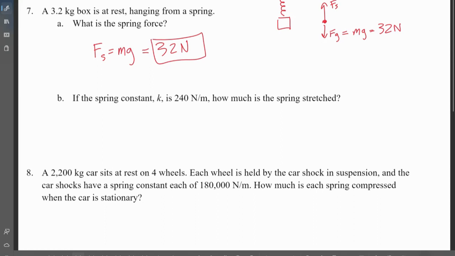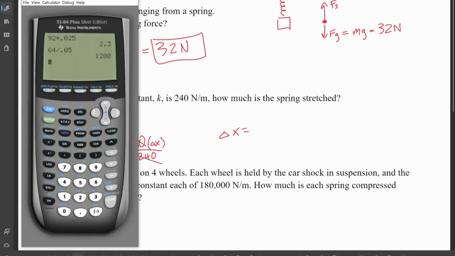Okay, but if the spring constant K is 240 newtons per meter, how much is the spring stretched? Gosh, there's a lot of tongue twisters in these spring problems. Remember, force of spring is K delta X. So we know this is 32 newtons. We know K is 240. So we just have this delta X left. Divide both sides by 240. Delta X is equal to 32 divided by 240. Let's figure out what that is. 32 over 240. 0.133.